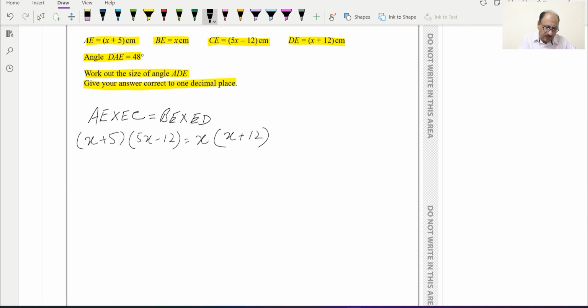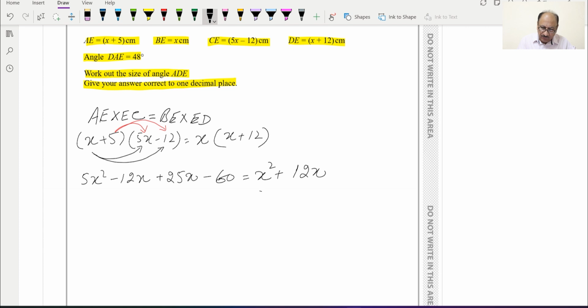We multiply x with 5x and get 5x squared, and x with minus 12 gives minus 12x. Then 5 with 5x gives plus 25x, and 5 with minus 12 gives minus 60. This is equal to, multiplying this portion also, x squared plus 12x. This is the equation which we got.